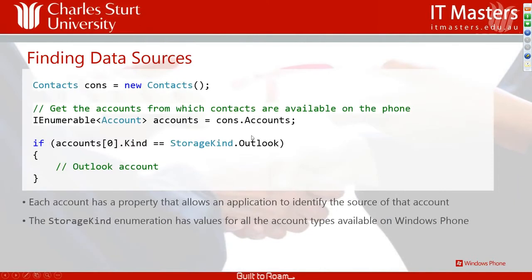In order to access the contacts, and the same with calendaring information, you basically need to find which data source you're going to be looking for. So in this case, we're going to look to see if the first account is an Outlook type. So you can determine the storage kind by querying the kind property. And there's an enumerated value here to determine all of the built-in types that are available for Windows Phone.